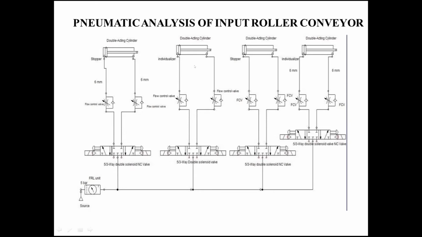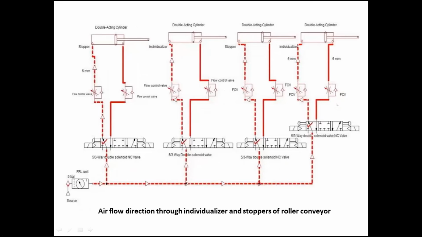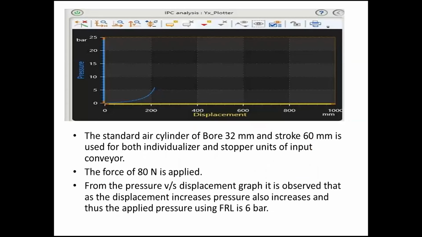Similarly, there are two input roller conveyors I have mentioned. There are a stopper cylinder and an individualizer cylinder. In one roller conveyor, there is one individualizer and stopper. So for two roller conveyors, there are two stoppers and individualizers. In the same sequence, the operations occur. This is the screenshot I had taken from the Automation Studio simulation, showing how the flow occurs towards all four cylinders, and it happens in sequence. This is the pressure versus displacement graph I obtained from the XY plotter in Automation Studio.